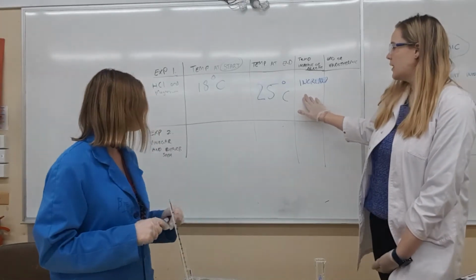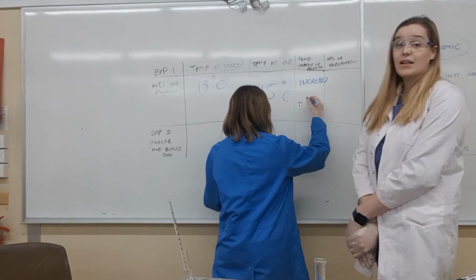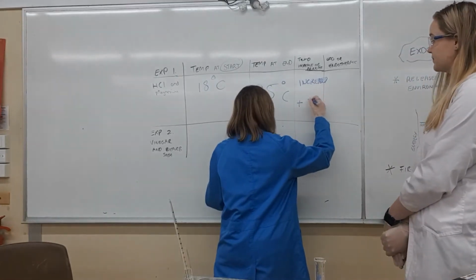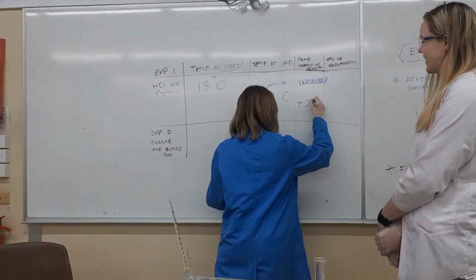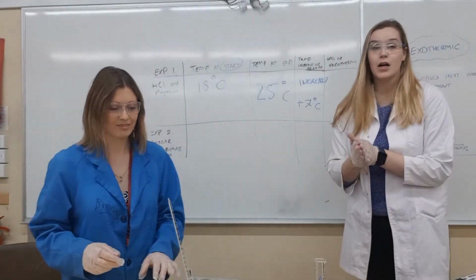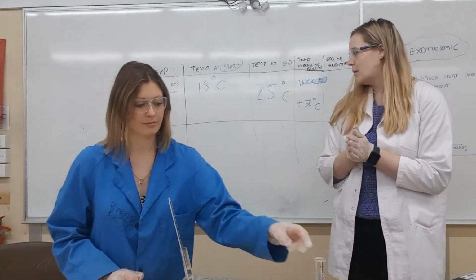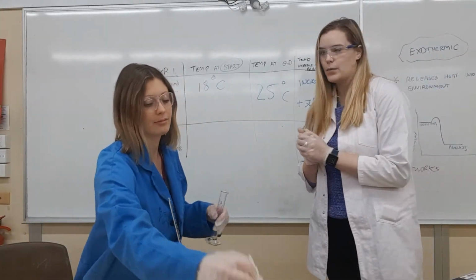So, we might just include in here by how much it has increased by. So, it has increased by 7 degrees. Cool, perfect. So an increase of 7. Alright, so now we're going to go on to our second experiment, the vinegar and bicarb soda.